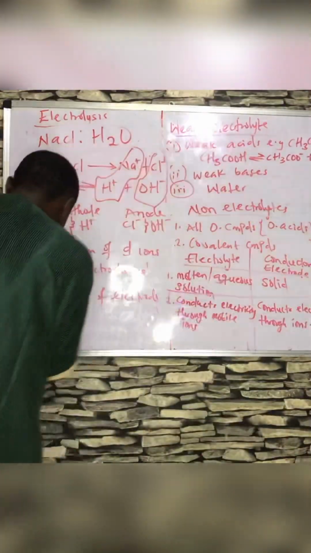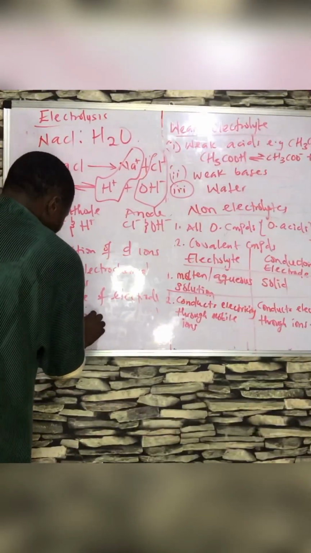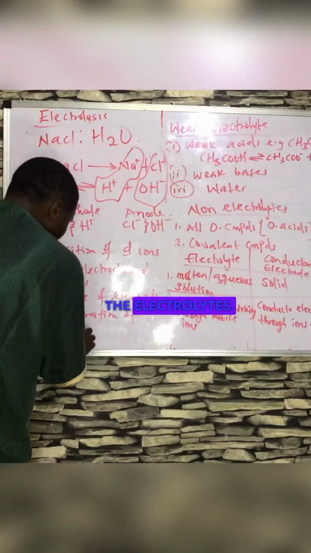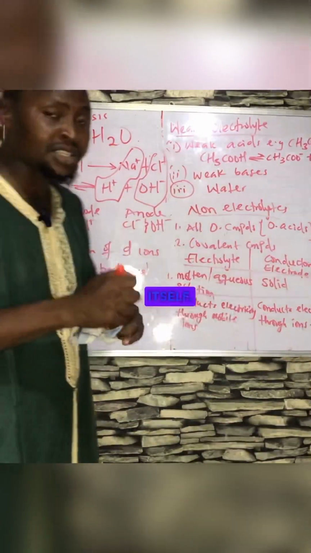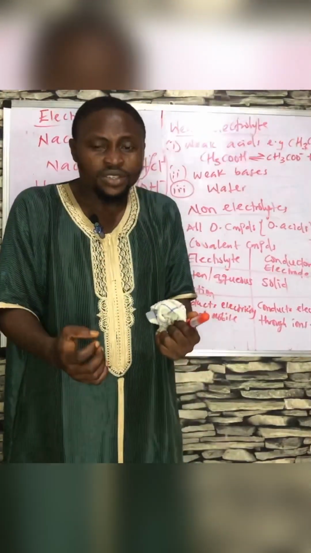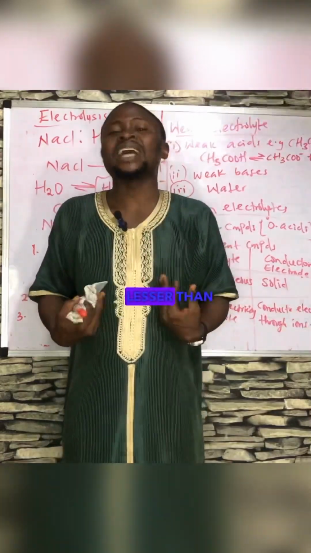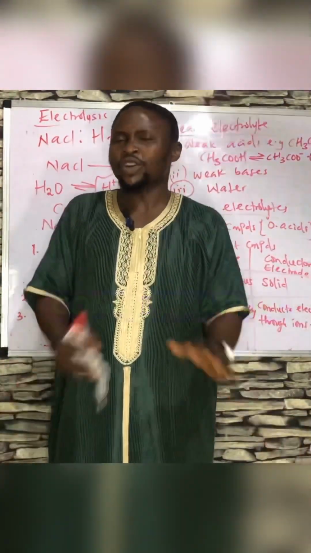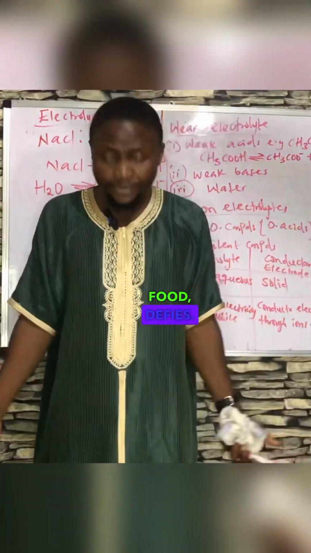Number three, which is the last one, is the concentration of the electrolytes, or the ions that want to discharge themselves. The concentration of a 2-year-old is lesser than the concentration of a 10-year-old boy. So the concentration, the ability to consume that particular food, differs.